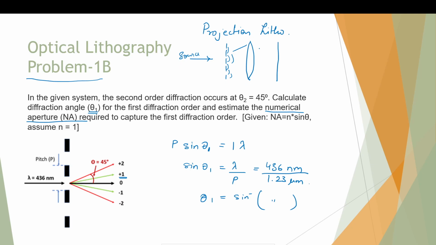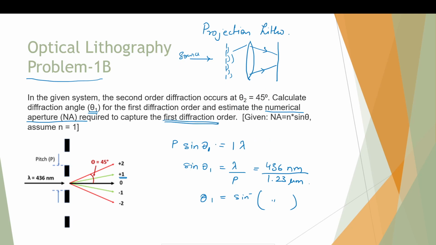Now the purpose of this lens is to capture as many diffraction orders as possible and focus them on the substrate. Based on how well we can focus on our wafer, that will decide the resolution that we get on the wafer. So the numerical aperture of this lens is very important. The numerical aperture will determine how many diffraction orders we can capture and project on the wafer. So they have asked us the numerical aperture required to capture the first diffraction order.